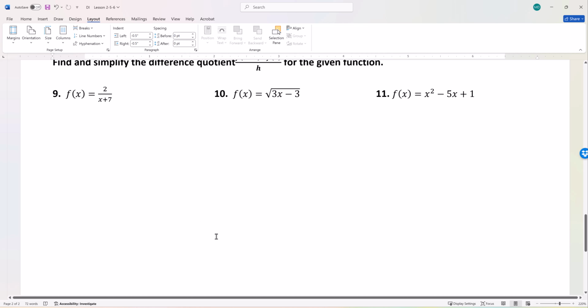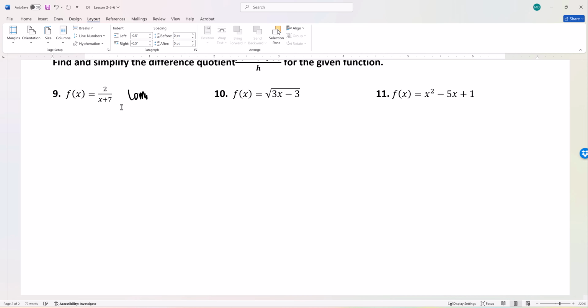Again, the difference quotient, you can see the previous lessons for these. Remember, the rational is the common denominator. This is the conjugate. And then just remember that x plus h squared is x plus h times x plus h.